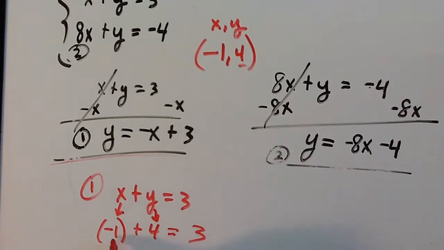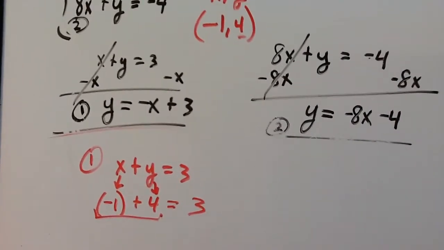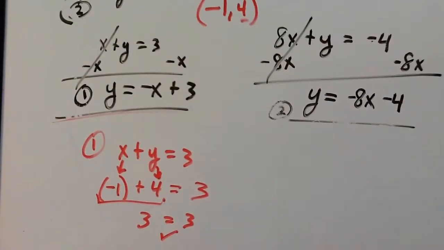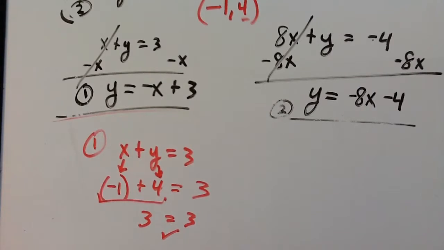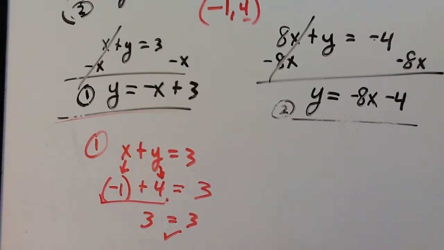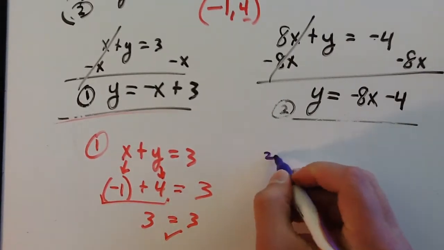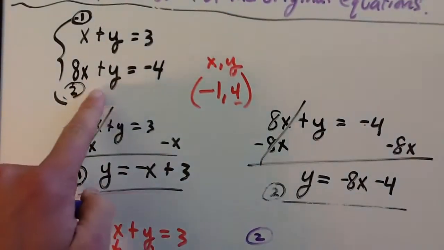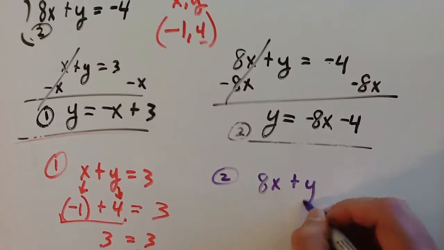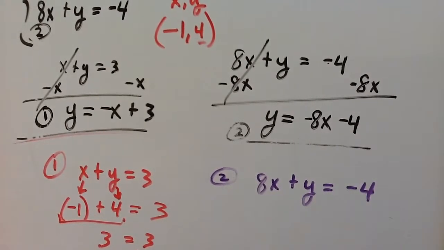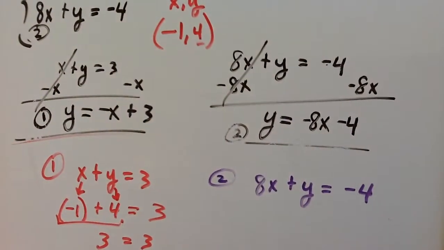Is this true? What's the left side? Well, negative 1 plus 4 is 3. Is 3 equal to 3? Yes, it is. All right, so the point negative 1, 4 works in the first equation, but does it work in the second equation? Let's check and see. The second equation was 8x plus y equals negative 4. Let's check and see, does this point work in this equation?